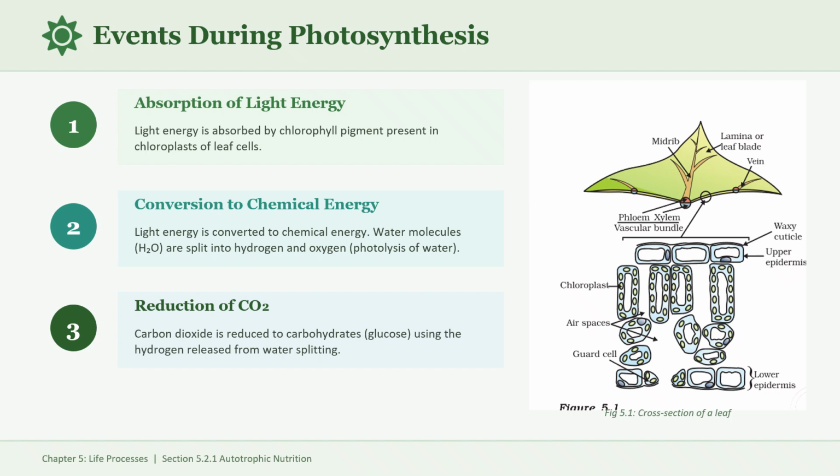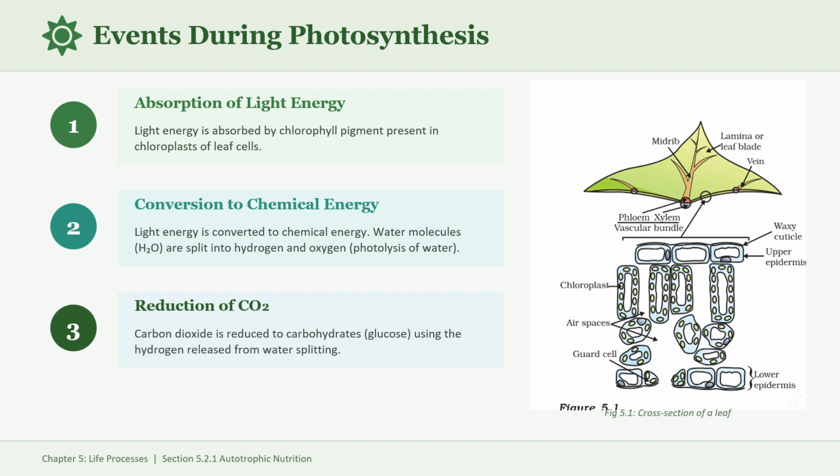Next we know autotrophic nutrition is taking place. How is it taking place? They are producing their own food. How are they producing their own food? By a process called photosynthesis. So here we are going to see the steps which are involved in photosynthesis. The first step is absorption of light energy.